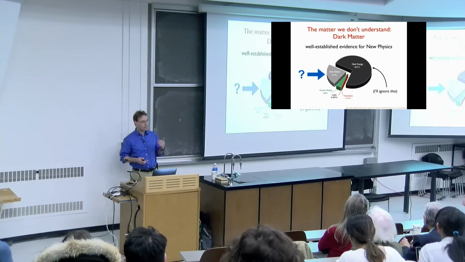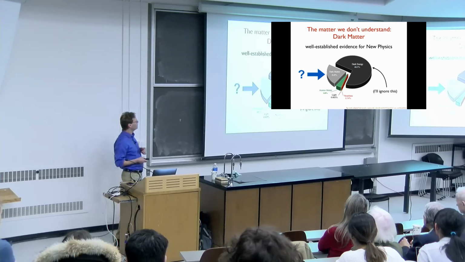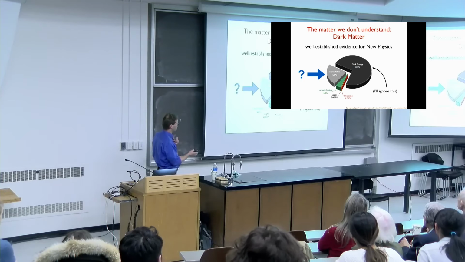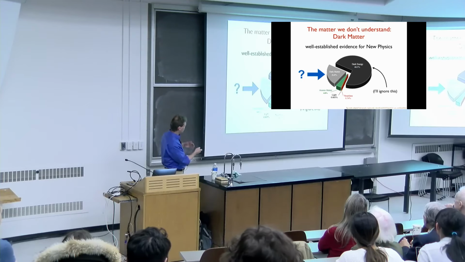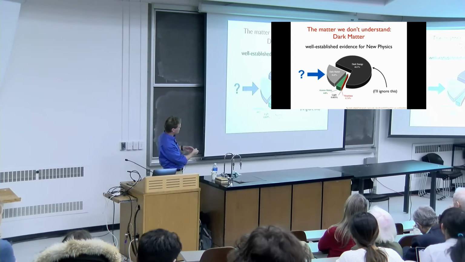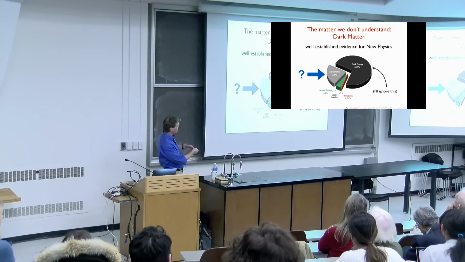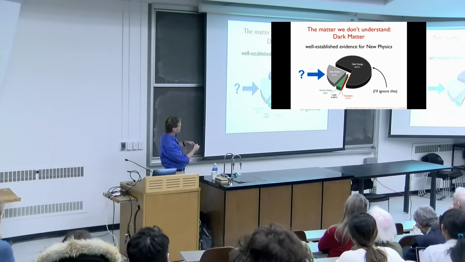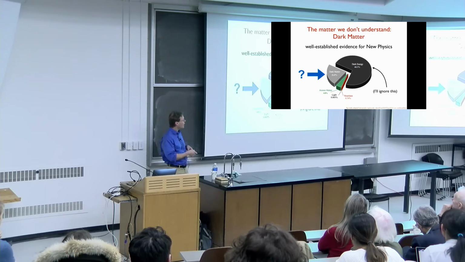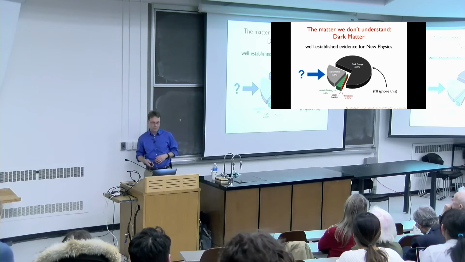But the matter we don't understand is this dark matter. And here's a diagram of the energy budget in the universe. So the total energy budget is 100%, and about 5% of what we know is the stuff that's described by the standard model: the atomic matter, the light, the neutrinos. About 27% is this dark matter, which we would like to understand, and the rest is dark energy, which we also don't understand yet.